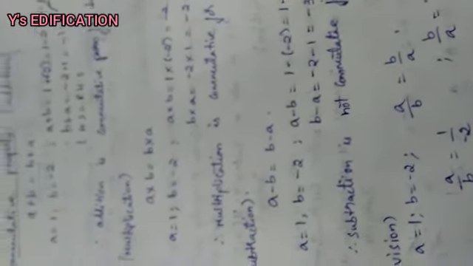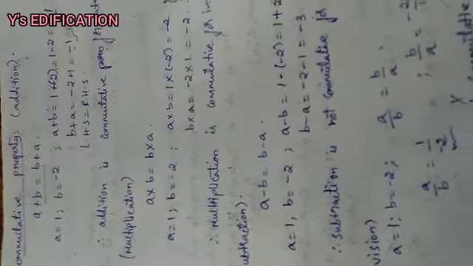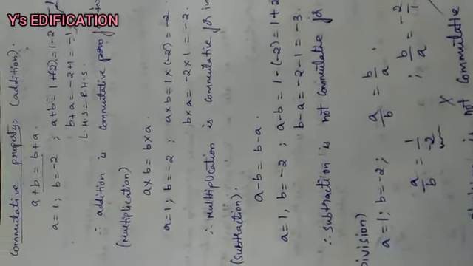So in case of commutative property, we can say addition is commutative for integers, multiplication is commutative for integers, and both subtraction and division are not commutative for integers. Okay, and this is all about commutative property.